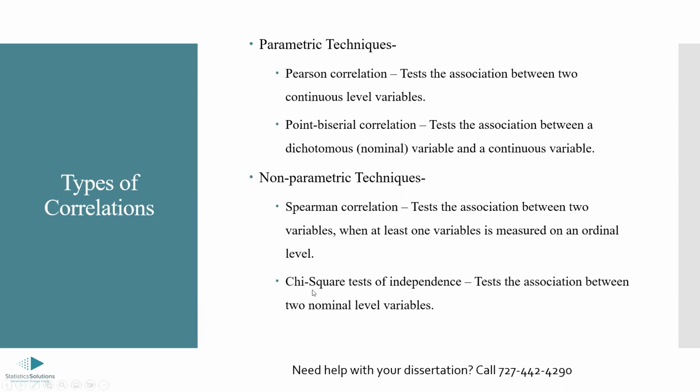And then the final non-parametric technique is a chi-square test, okay? And this is used when you have two nominal level variables, two categorical factors. Something like, is there a relationship between gender and passing and failing an exam? You have males and females, and then you have passing and failing. So you could do a chi-square test in that example.